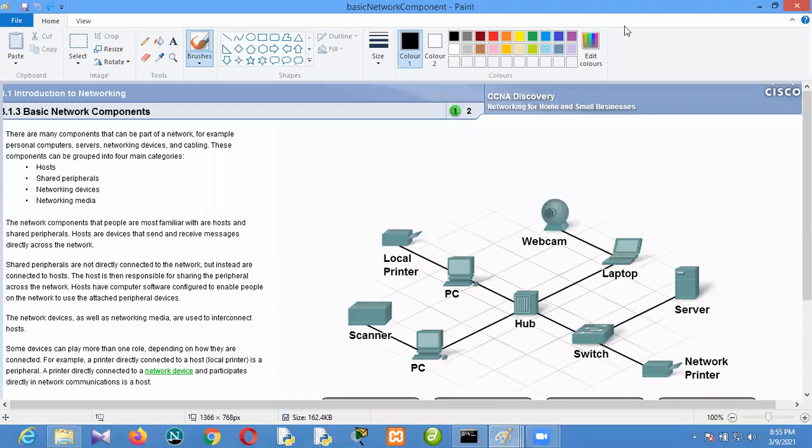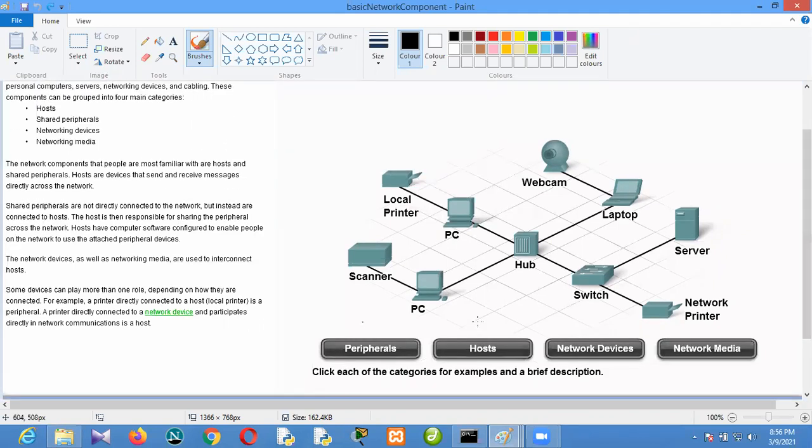Okay. Now, basic network components. We have four basic network components at your level that you need to know. I need you to know the terms, so whenever they are mentioned, you should be able to know what devices, hosts, media and the rest are. Now, I'm using this topology here to explain these networking components.